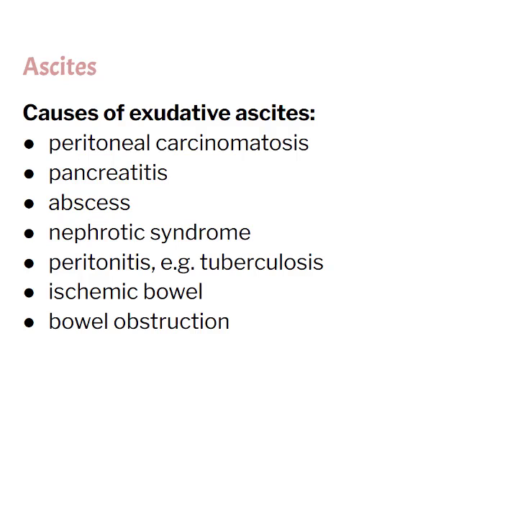Some causes then of the exudative ascites you're going to see are going to be more related to inflammation processes like pancreatitis or an abscess. Peritonitis, again, is the lining of the peritoneum gets infected. That causes peritonitis. Ischemic bowel is bowel that's no longer getting blood flow. Bowel obstruction is bowel that is no longer passing content through it.